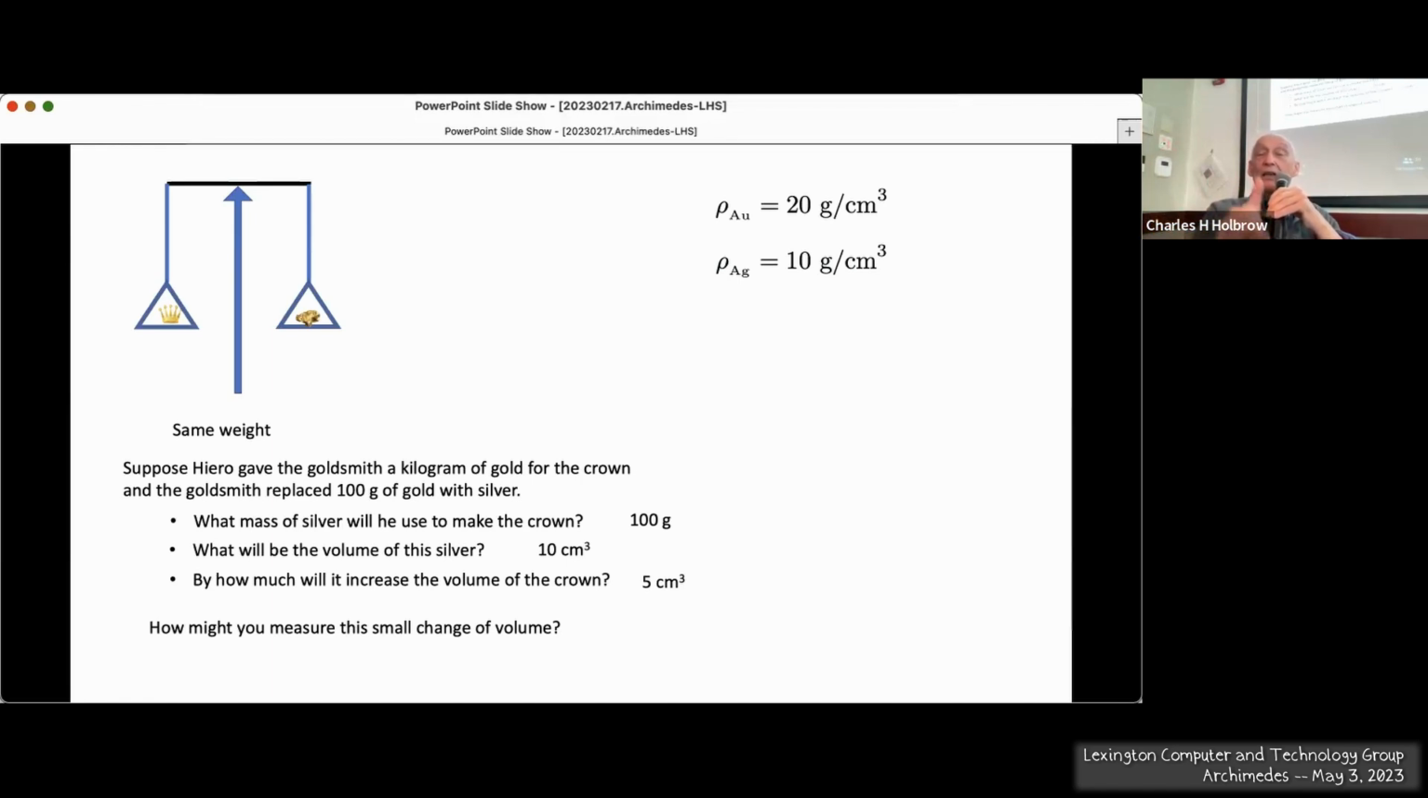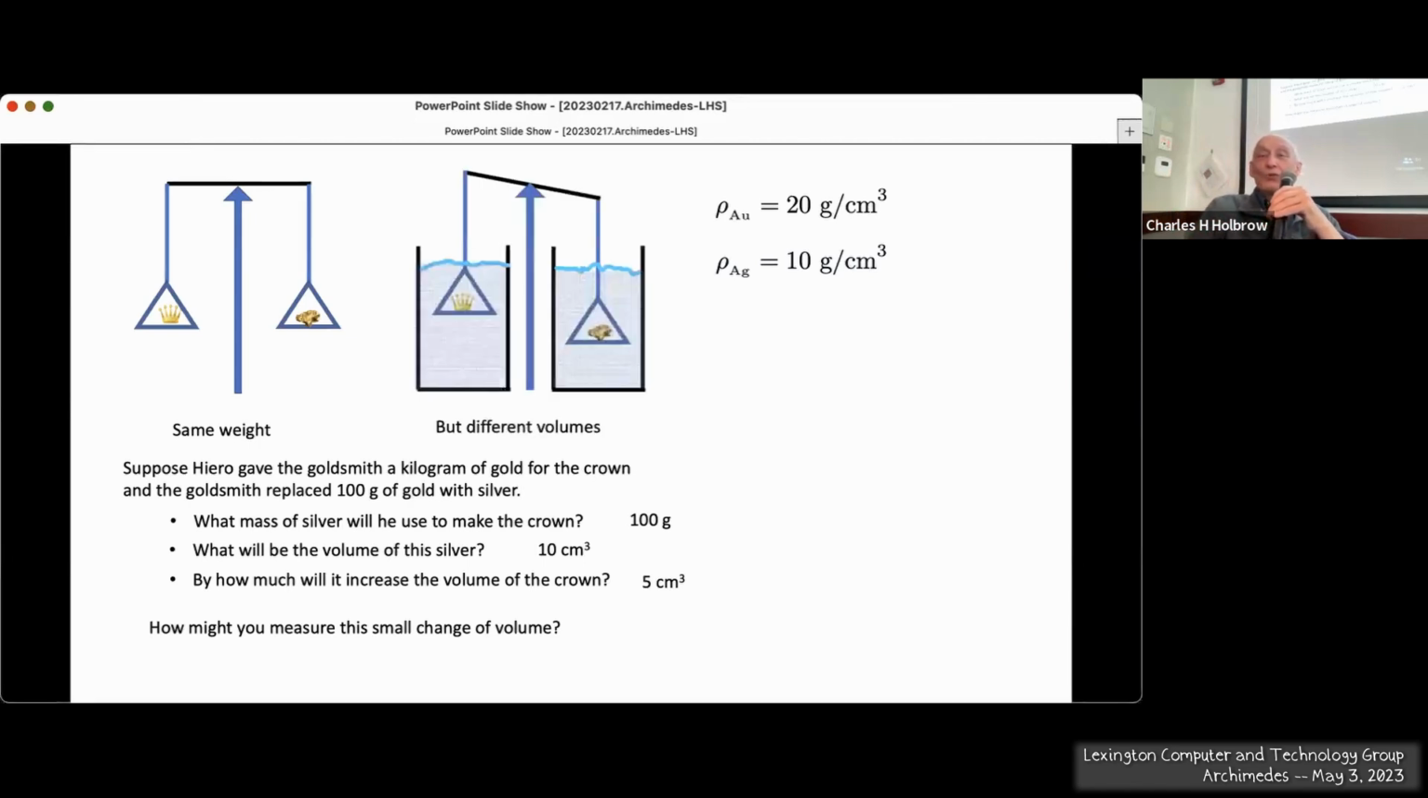But here's, I think, the essence of it. We don't know if this is what Archimedes did, but I can tell you this is what Charlie Holbrow did in Physics 31A in 1952. And it is this: you weigh these things in buckets of water.